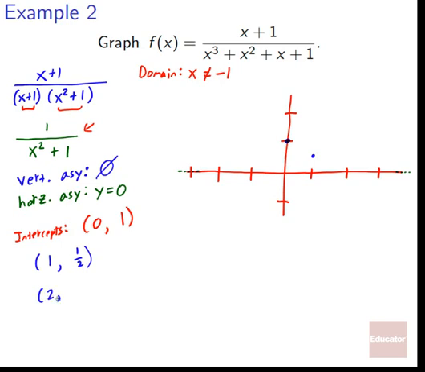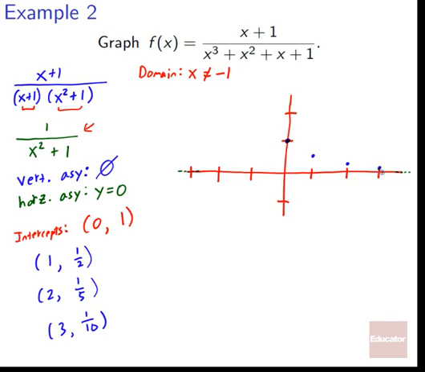We plug in positive 2, 1 over 2 squared, 4 plus 1, so 1 over 5, 1/5. We're getting pretty low here. Plug in 3, 1 over 3 squared, 9 plus 1, so 1 over 10. We get 1/10. Now we're getting really low, so we get crushed down pretty quickly there.